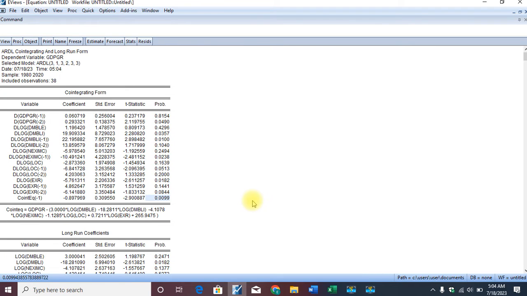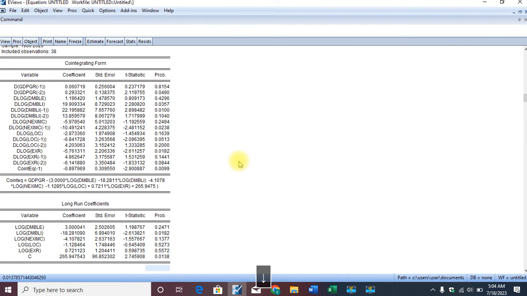Model 3, 1, 3, 2, 3, dated today, the 18th day of July 2023, at 05:04 Nigerian time. The sample is between 1980 and 2020, with 38 included observations. So this is the result, the ARDL test for external trade financing and economic growth in Nigeria.